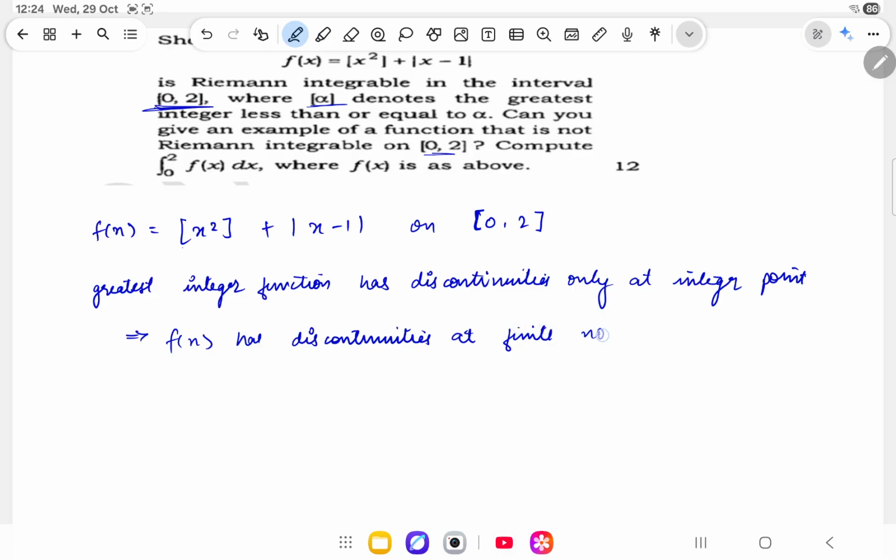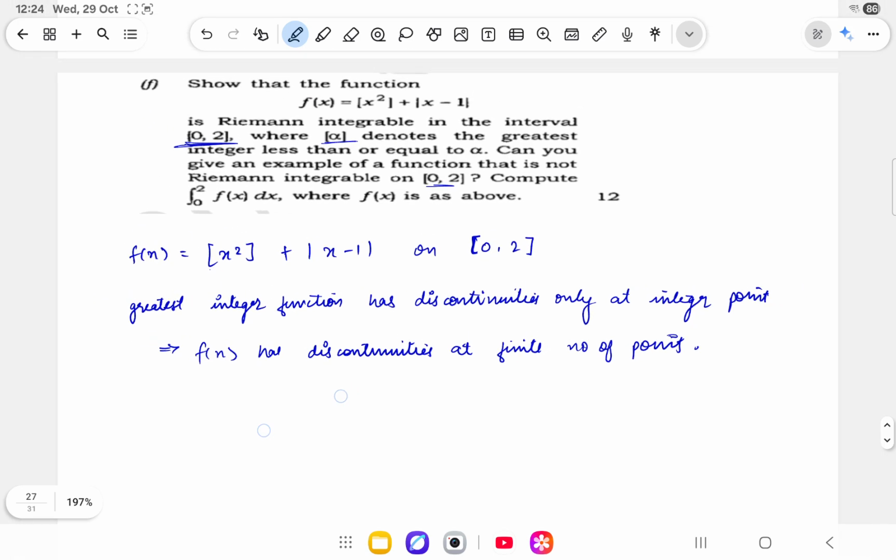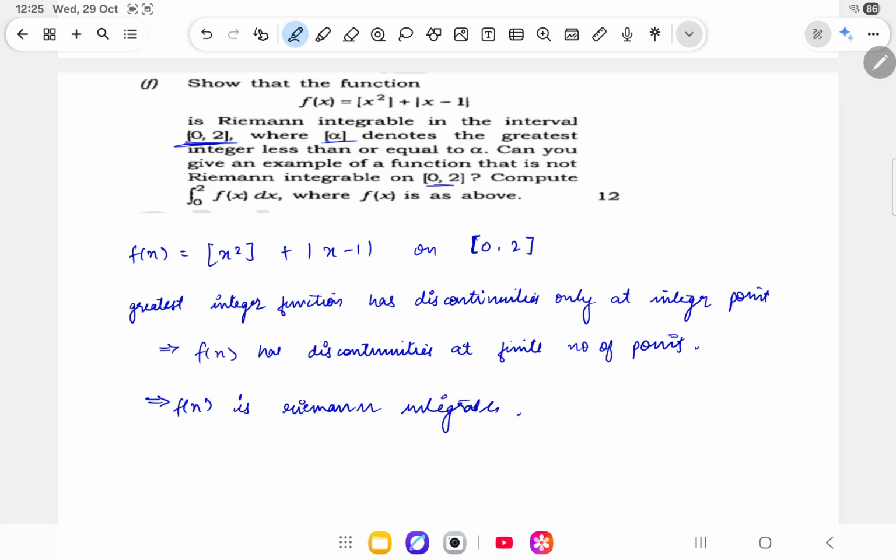We know that if a function f(x) is continuous except at a finite number of points and is bounded, then it is a Riemann integrable function. So using that result we can conclude that f(x) is Riemann integrable. Now let's first find this out, and then we'll give an example of a function that is not Riemann integrable on 0 to 2.